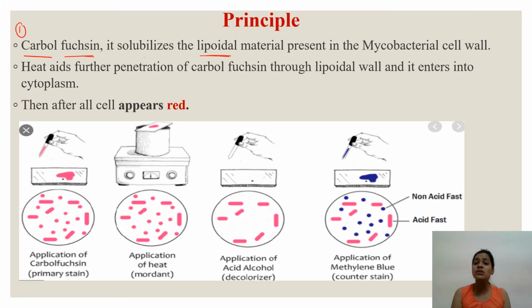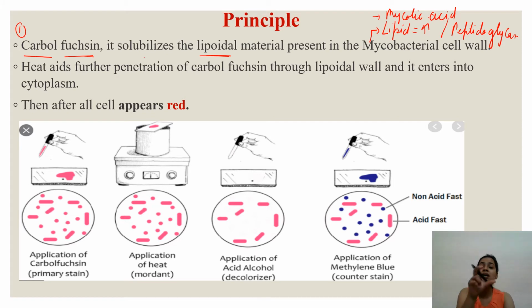I have already told you the lipid percentage of Mycobacteria is higher, and there is very little peptidoglycan present in the Mycobacterial cell wall. The lipid percentage is very high, and also because it has mycolic acid specifically. Mycolic acid gives the bacteria a waxy appearance. So carbol fuchsin can solubilize this lipoidal portion.